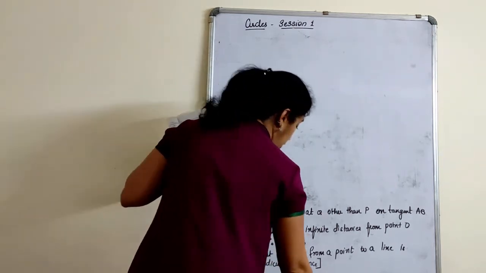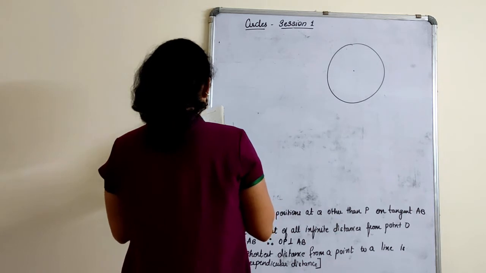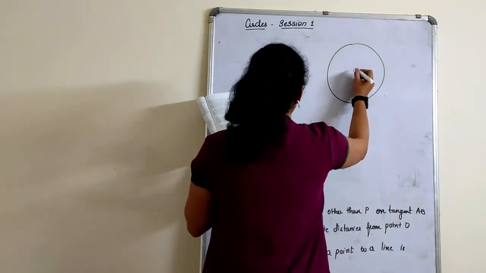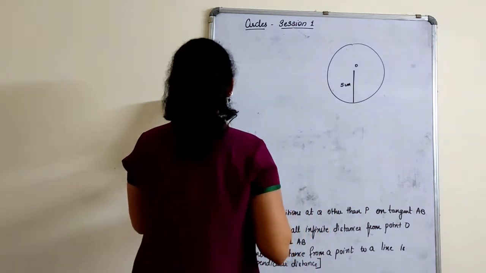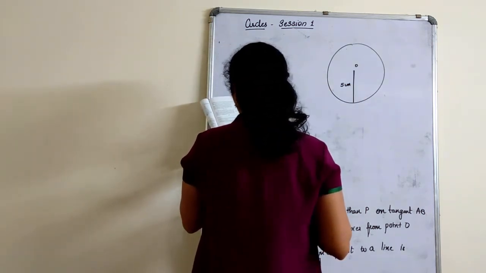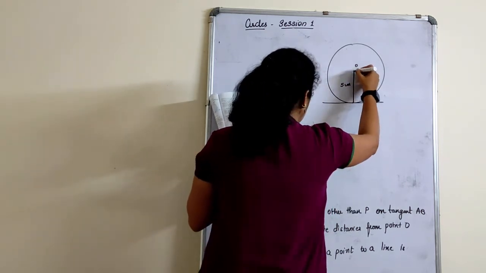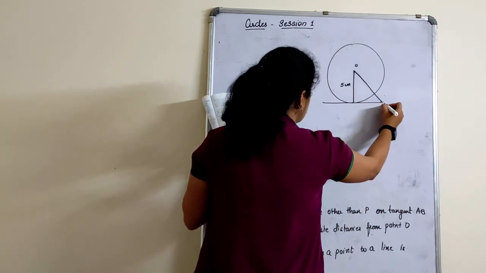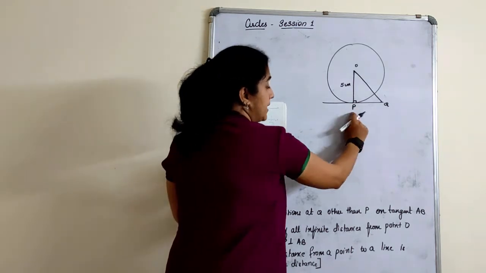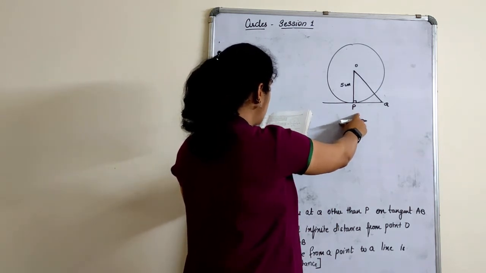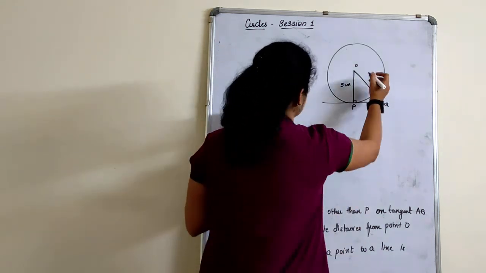A tangent PQ at point P of a circle of radius 5 centimeter, this is O, meets a line through center O at point Q. Now if I consider, children, this is a point of contact and this is O. This is Q and this is P. A tangent PQ at a point of contact P of a circle of radius 5 cm meets a line through center O at point Q, so that OQ is equal to 12 cm.